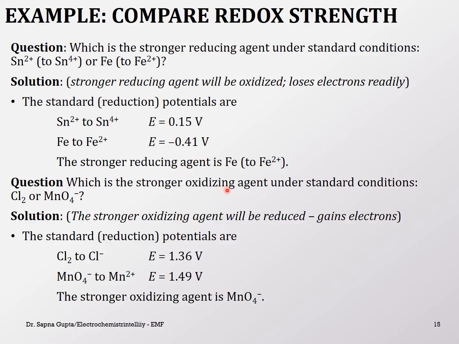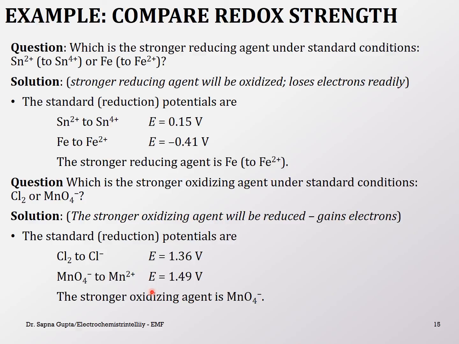Which is a stronger oxidizing agent under standard conditions, chlorine or the permanganate ion? In this case, a stronger oxidizing agent will be reduced, which means it will gain electrons. So chlorine gains electrons to give chloride ions, and permanganate ion will give manganese 2+. Here the manganese is 7+, so it's going from 7+ to 2+. These are the voltages for both of them, where chlorine accepting electrons takes 1.36.